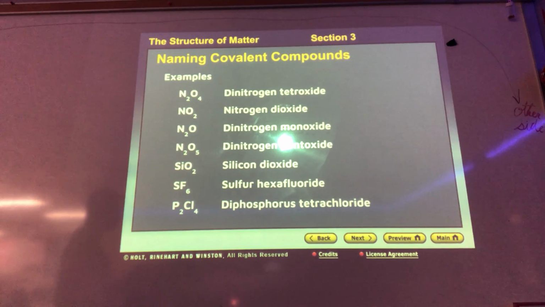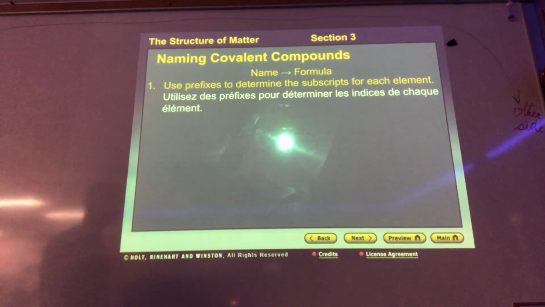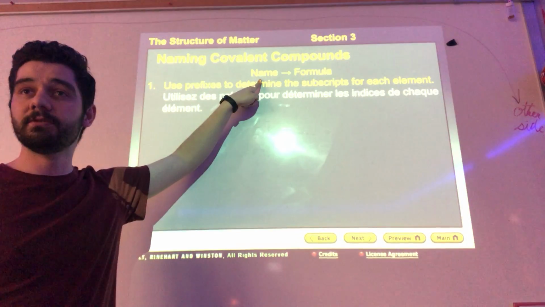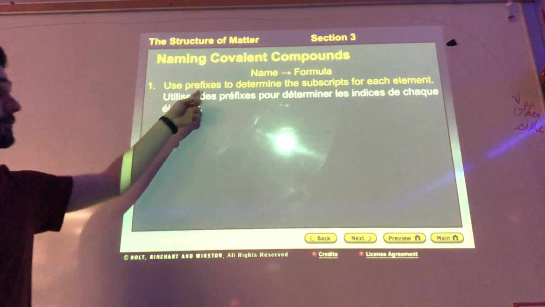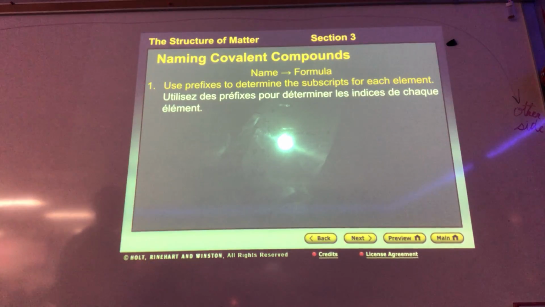Okay, let's go the other way. Let's say I give you a name and you need to figure out the chemical formula. There's only one step for that. If I give you a name and you're going to the chemical formula, you just need to use the prefixes to figure out the subscripts. Should be easy. I'll give you 10 seconds to write that down if you want. If you don't need to write it down, then just wait 10 seconds.